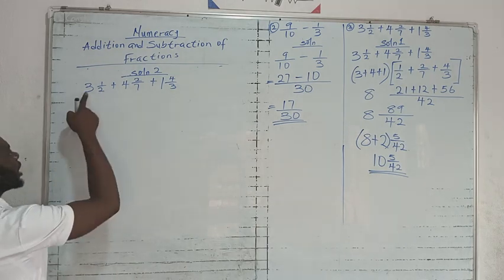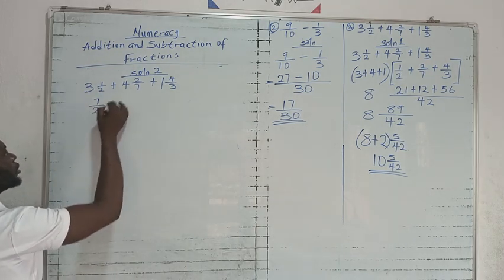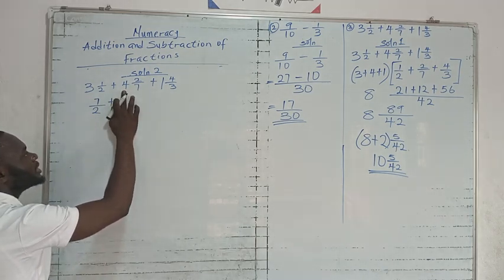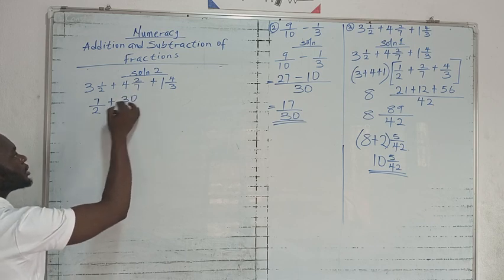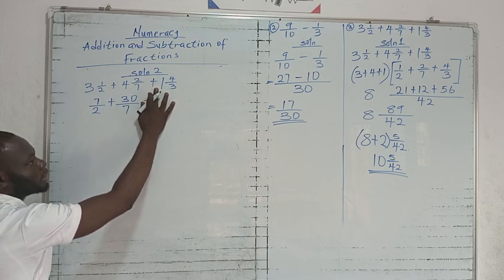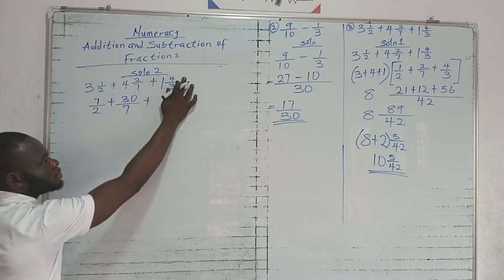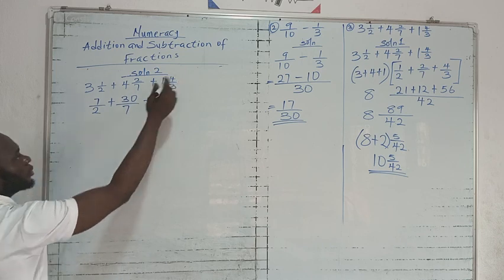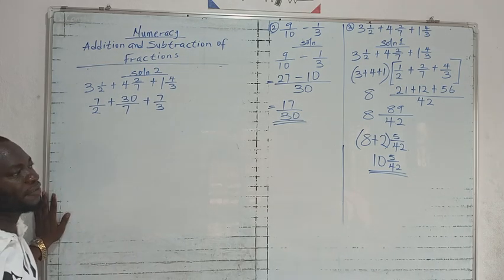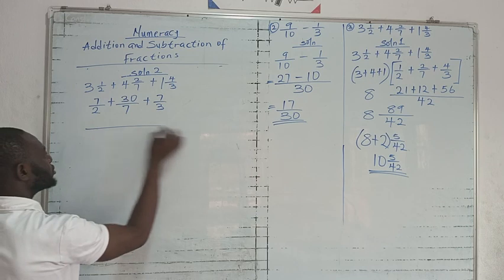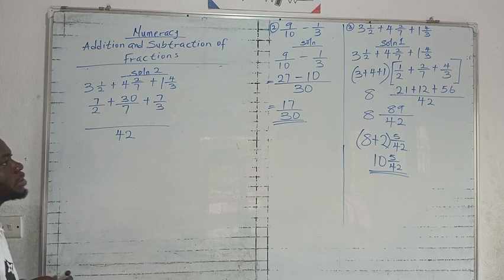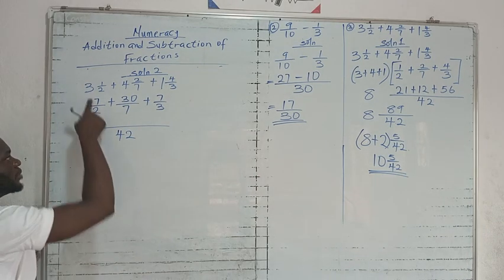So this becomes 2 times 3 plus 1, 7 over 2, plus 7 times 4 gives us 28 plus 2, 30 over 7, plus 3 times 1, 3, plus 4, 7 over 3. Now, once we obtain this, we find the LCM. And the LCM of 2, 7 and 3 is what? 42. Then what's next? We divide the LCM and multiply the numerator.